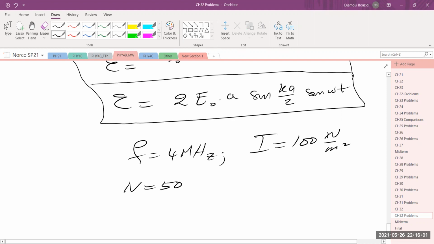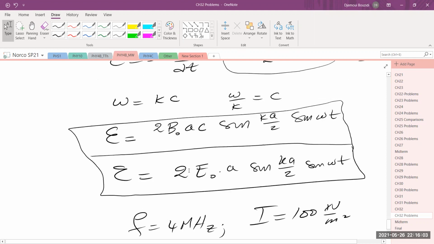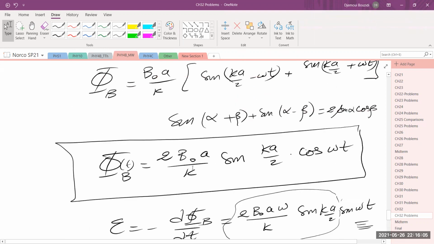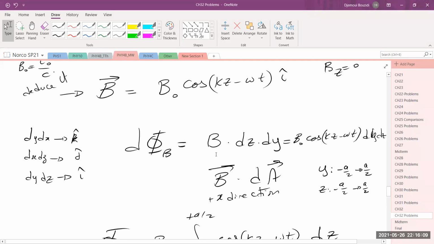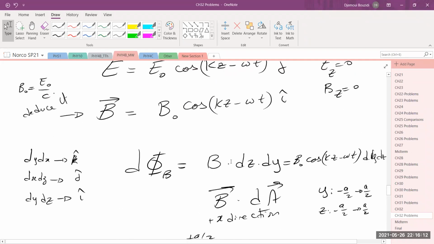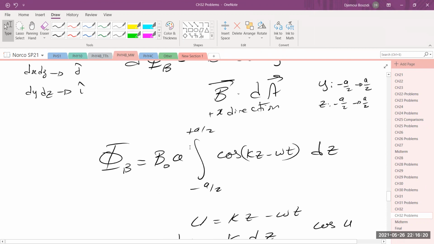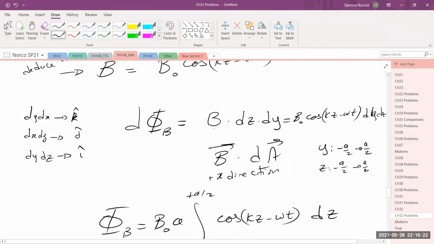Oh, did I forget to multiply this by N? I think I did. I'm sorry, but this is not the full picture. Where is the flux in here? I calculated it only for a single area, but I have N of those, okay? So this is the flux over just a single area, but I have N of this, so I need to multiply this by N.